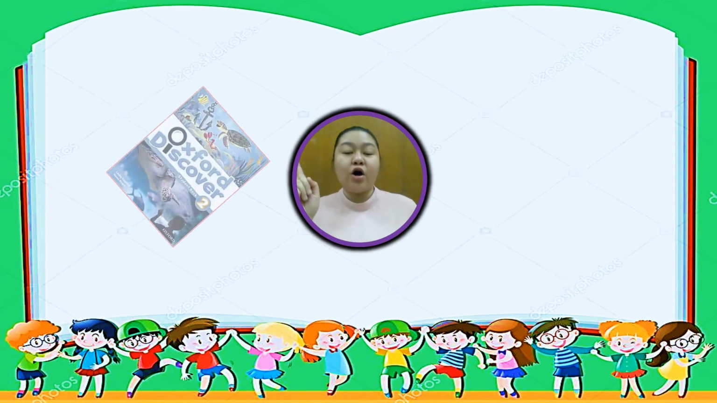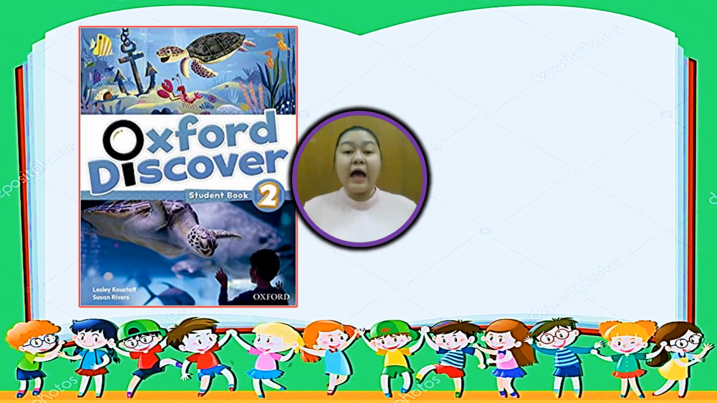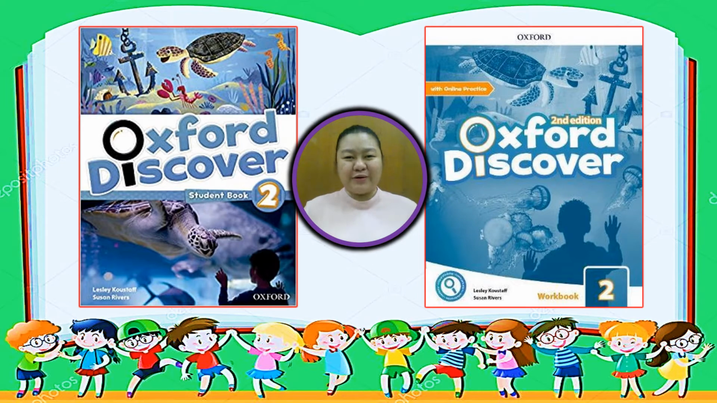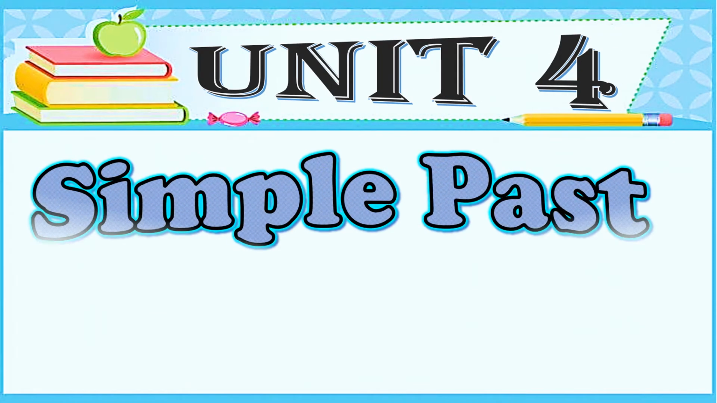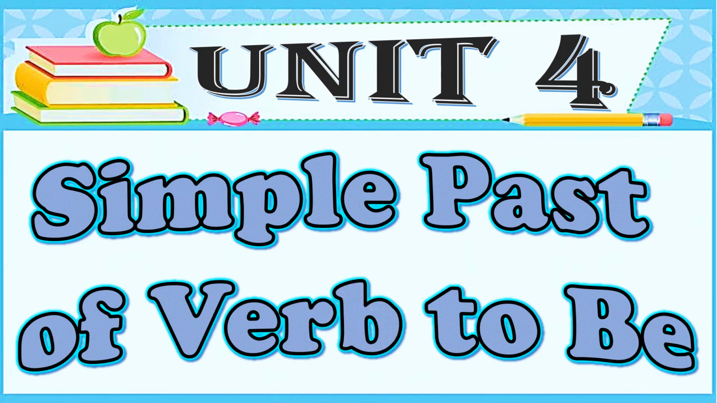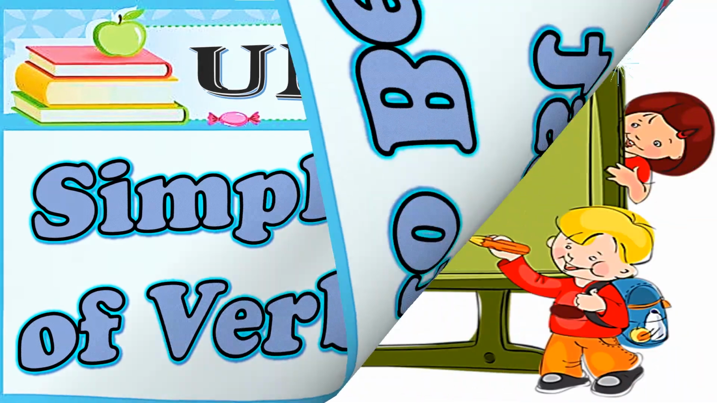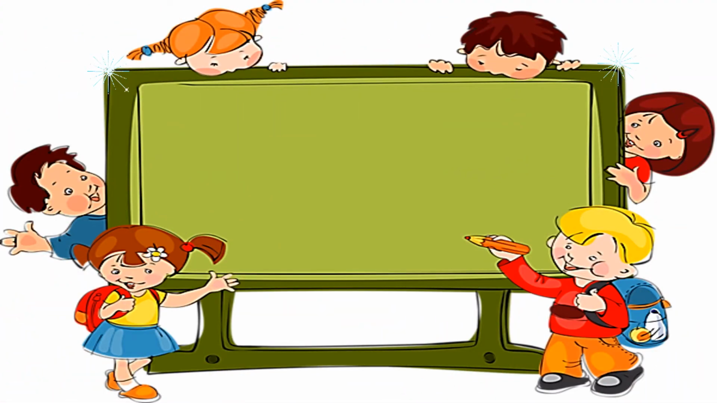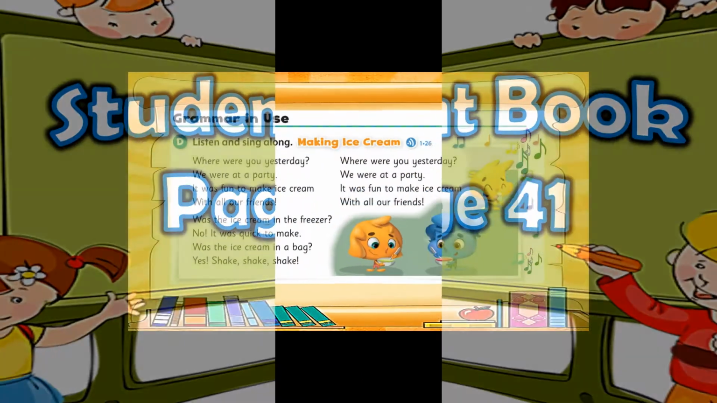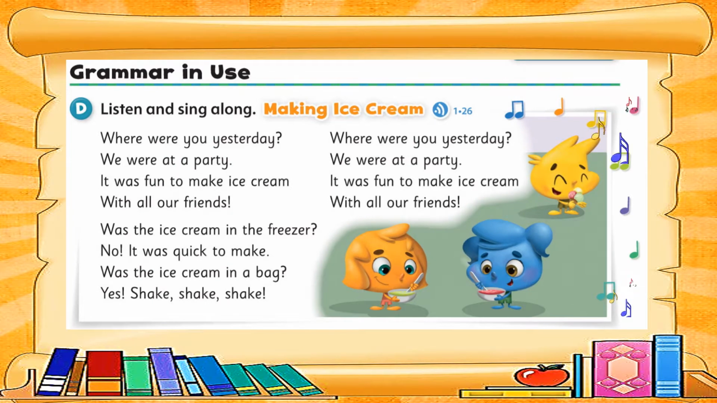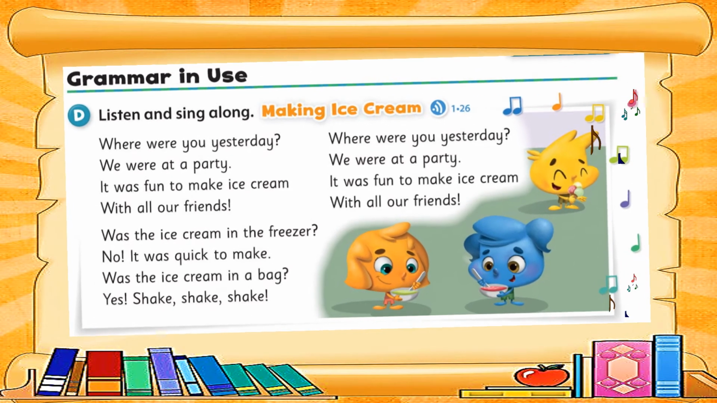Please get your student book and also your workbook. Unit 4. Simple past of verb to be. Kindly get your student book and open it on page 41. Grammar in use. D. Listen and sing along.